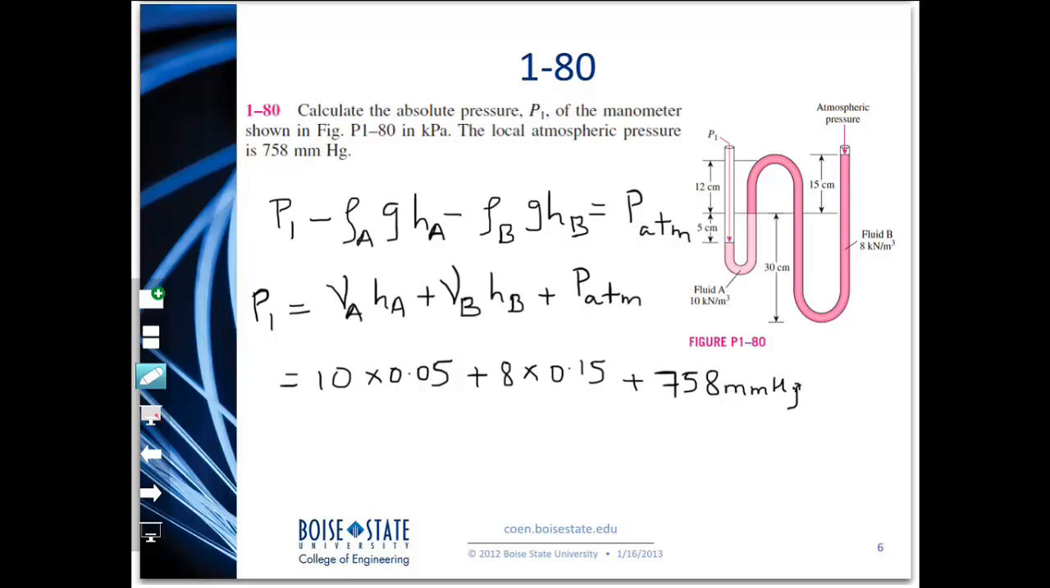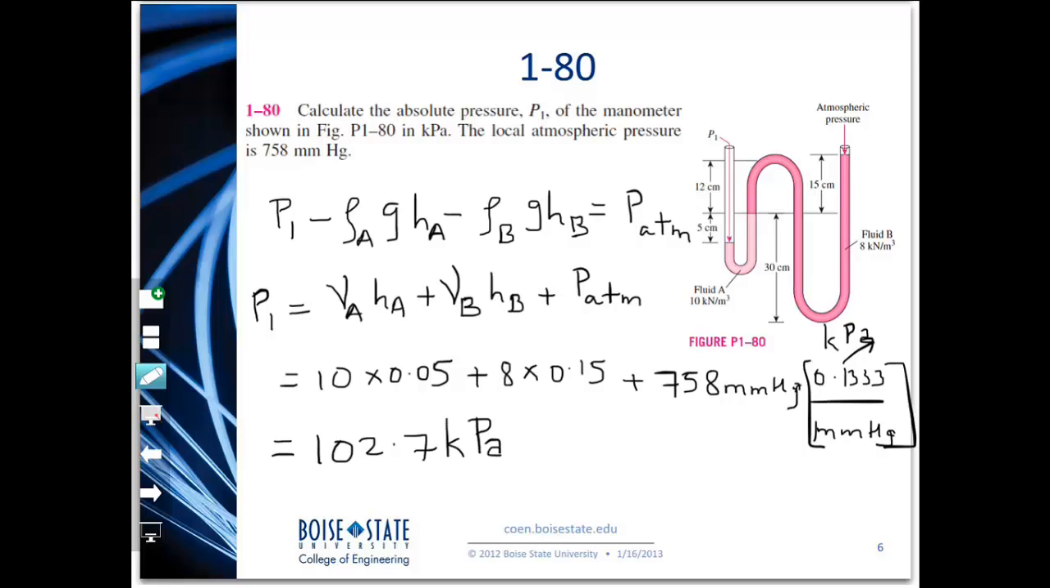From the back of the book you can find this conversion. So you multiply with 0.133, and this is in kilopascals. So your final answer here would be 102.7 kilopascals. So this is how you do these manometer problems.